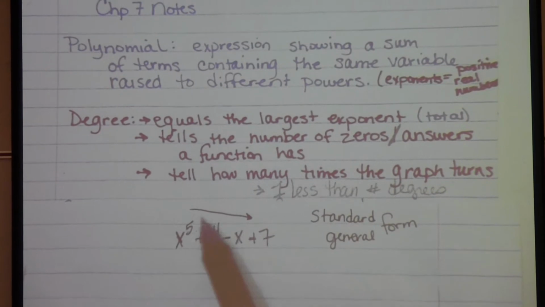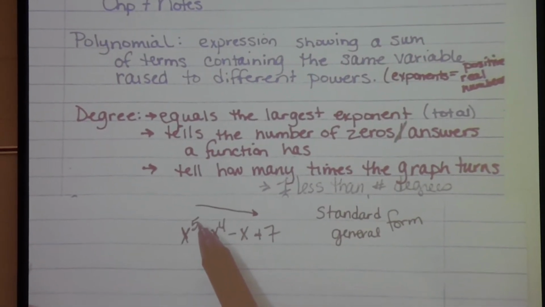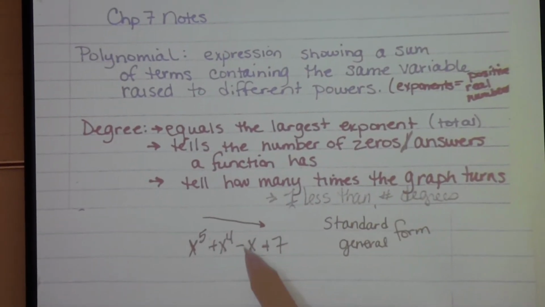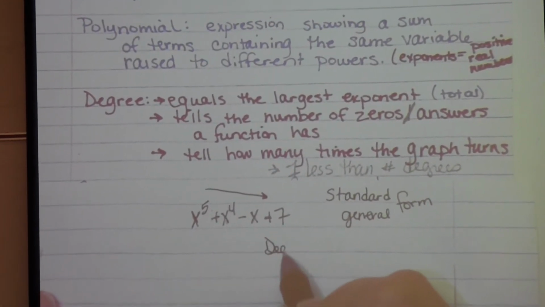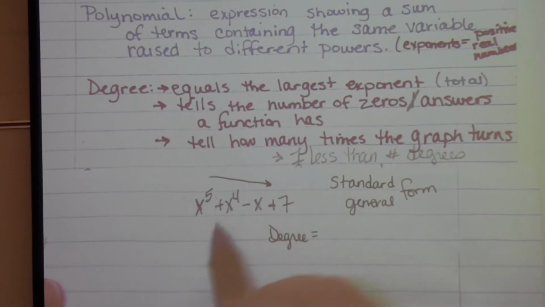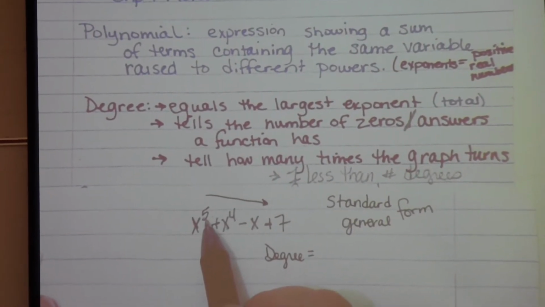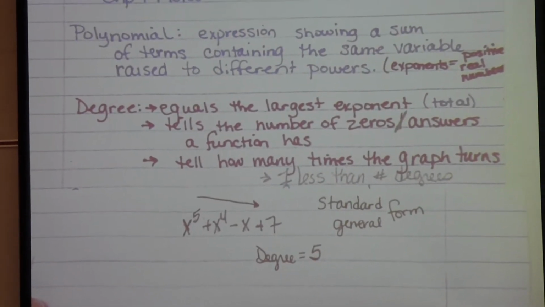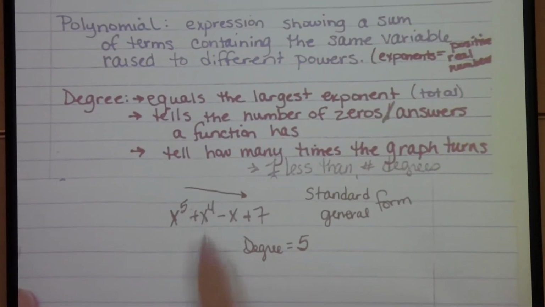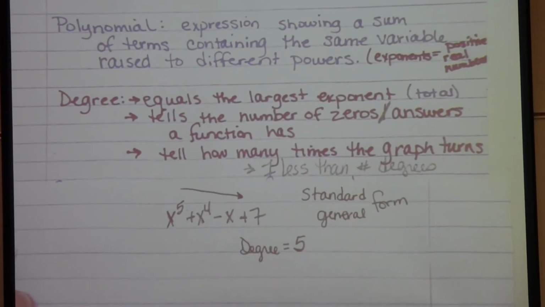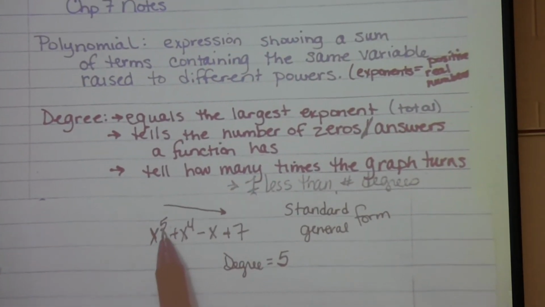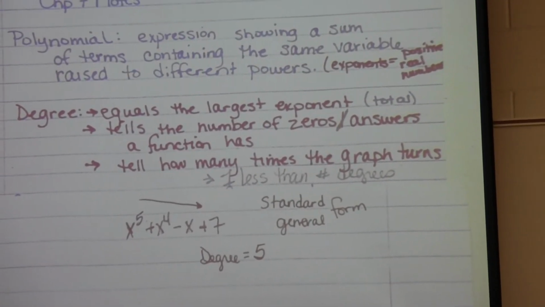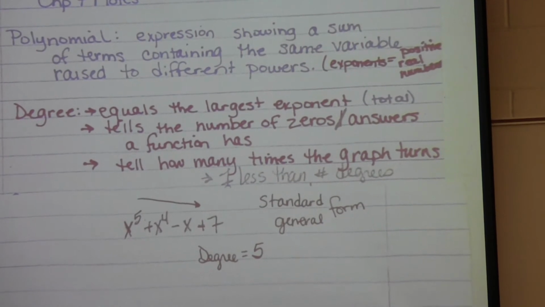And once we have them in general form with the biggest one first, then we know that the degree equals the biggest exponent. So the degree of this function is equal to its biggest exponent, and its biggest exponent is a 5. So this function would be degree 5. You put it in order with the biggest exponent first, and then to tell what degree it is, you just look at whatever the biggest exponent is, the first exponent once it's in order. Okay? And then it tells you the degree of the function.